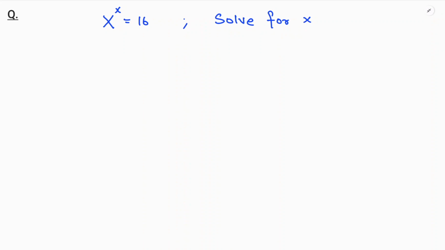I am Upasana, and in today's video we have a question. We are given x raised to power x is equal to 16, and we need to solve it for x, right?